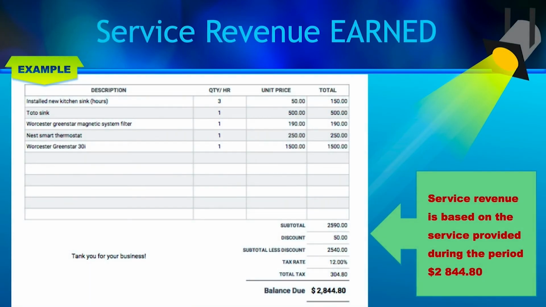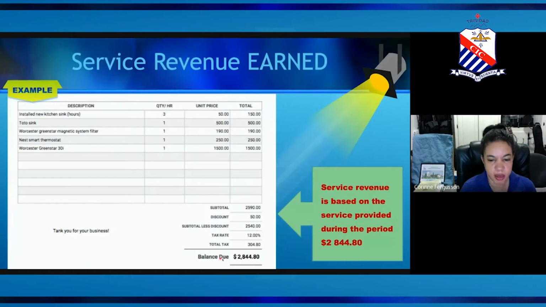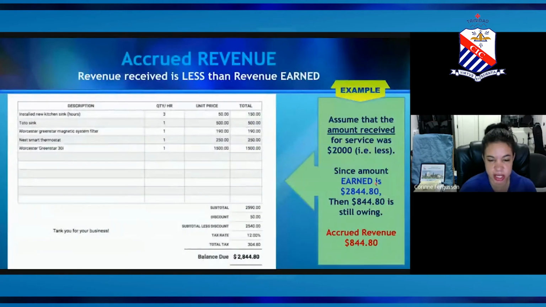So in our example, we have a plumbing business. Yes, we are a plumbing business, and we went in and we did some work, and we ended up earning an amount of $2,844.80. So once again, we are the plumbers. That is our business, and we earned $2,844.80. Did we receive that amount? We don't know as yet. We're going to go into examples and make certain assumptions.